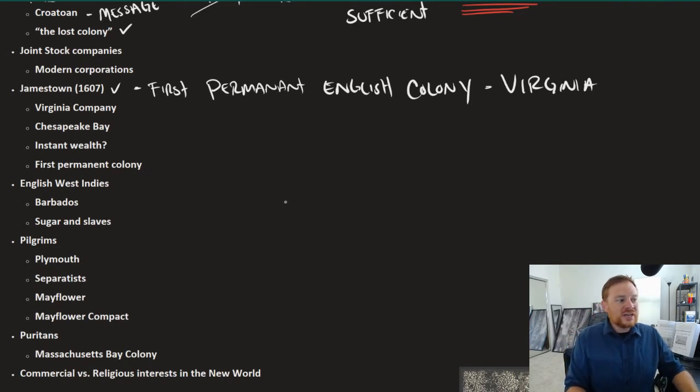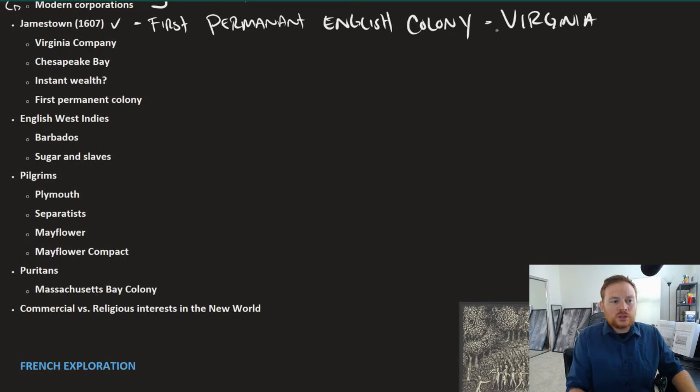Jamestown was established by a joint stock company. And the purpose of joint stock companies is to make money, right? So when we think about why Jamestown exists, it exists to make money. A joint stock company is like a modern day corporation. So let's explain what a joint stock company is quickly, right? So we've got joint stock company.